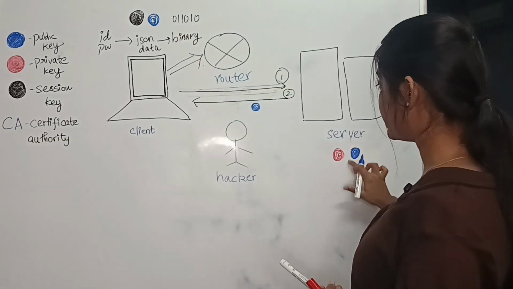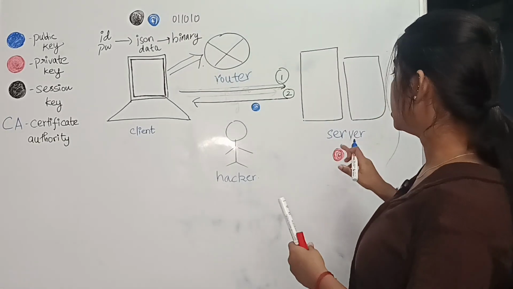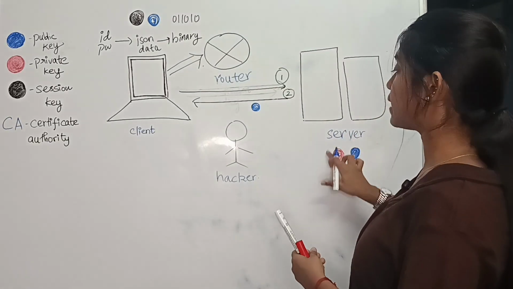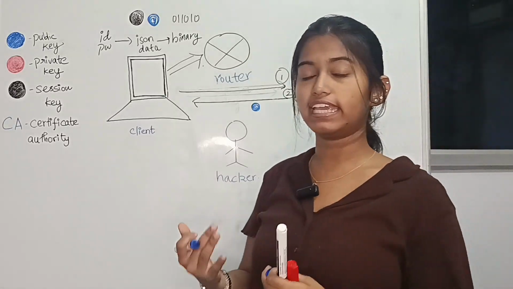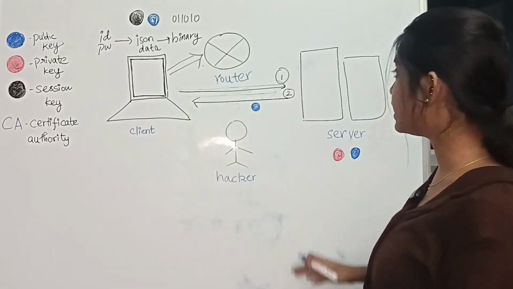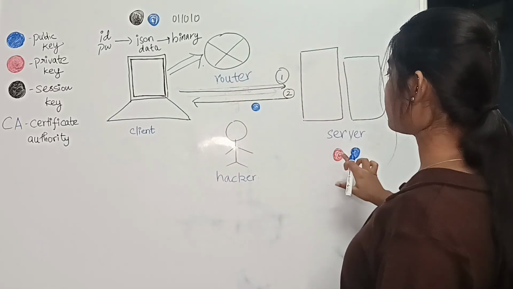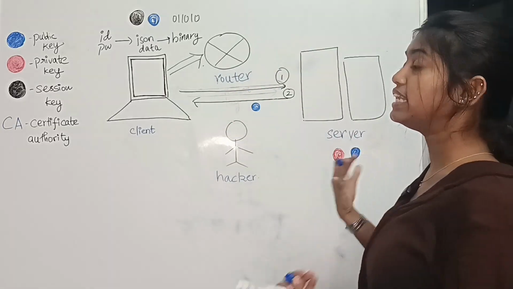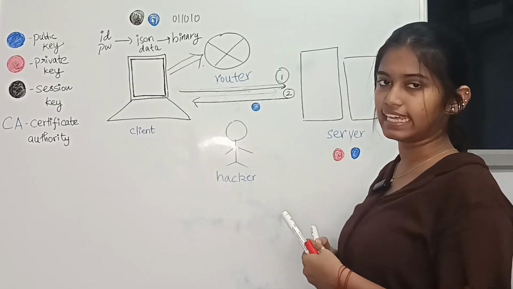The session key is encrypted and again it is sent over the network to the server side, and the server uses its private key. Since we have used the public key for encryption, we should only use the private key for decryption.